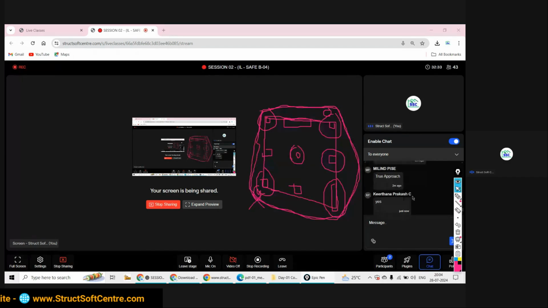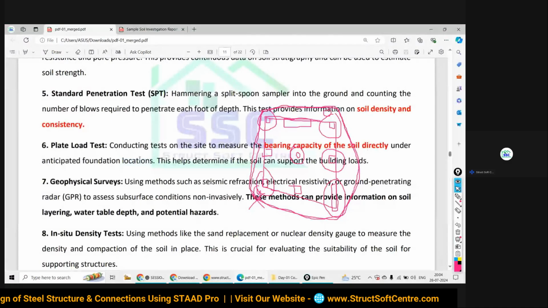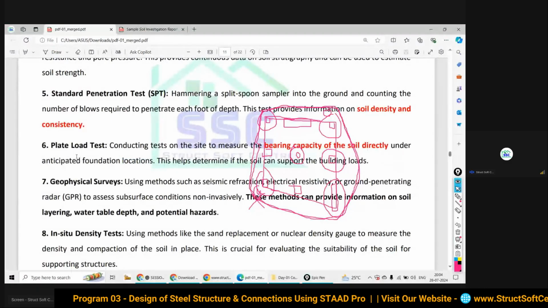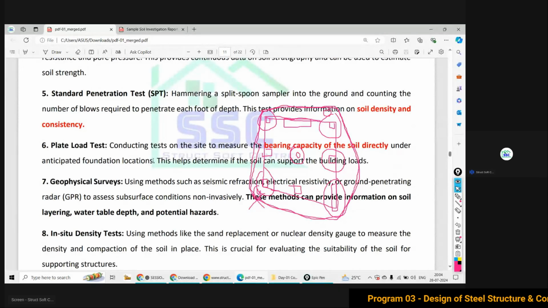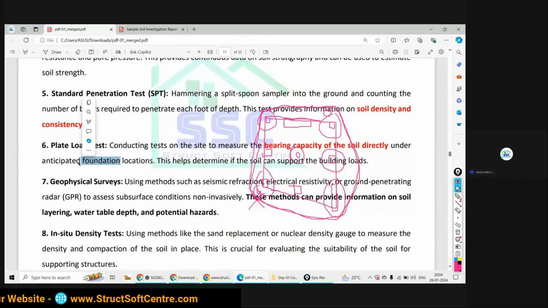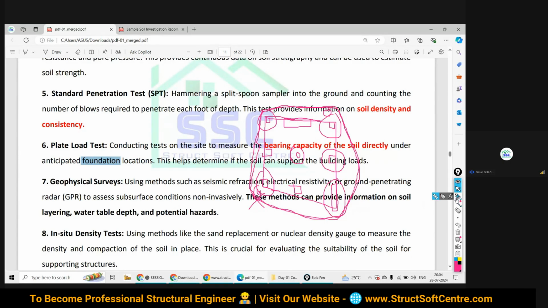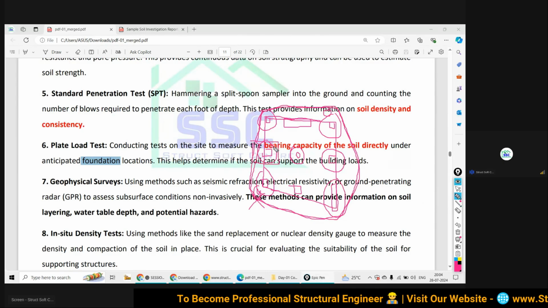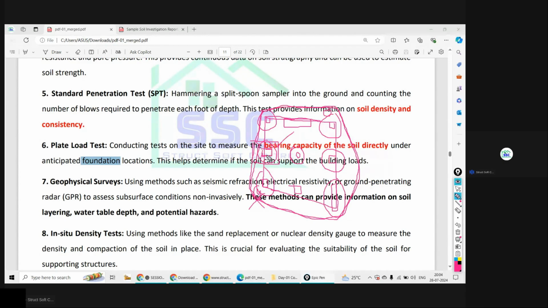Okay. Yeah. So see what we are talking about. This plate load test is under the anticipated foundation location. So it means the finalized position of the foundation. And you can decide the finalized position of the foundation after having the final position of the column. Under the column you are going to put your foundation. So how will you get the final foundation position? After having the final column position. And how will you come to know the column position? From your architectural drawing, from your model.